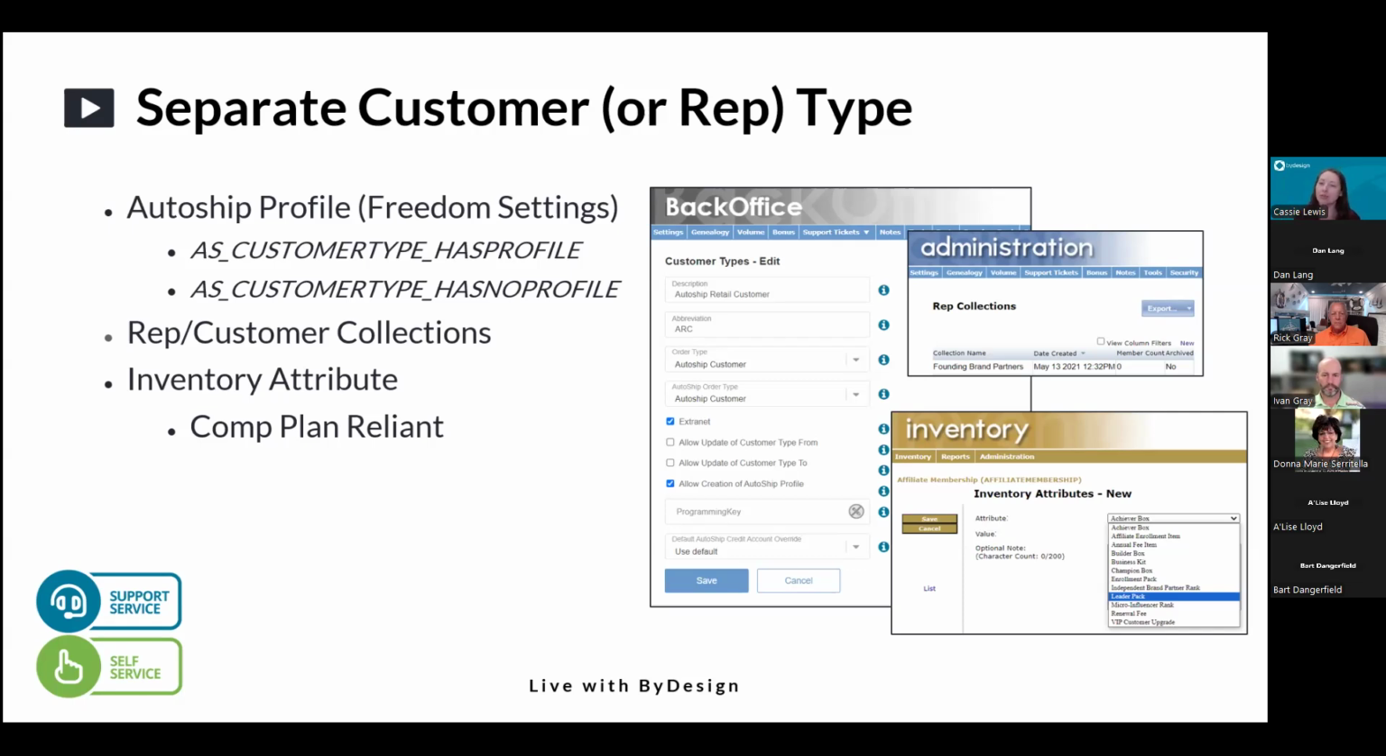If you're going to leverage an inventory item to set a customer status, you will need to update your comp plan to acknowledge and process those customer types based on the inventory. So that's why on this slide, instead of the typical self-service or support, it has both. Because in this example, if you're going to use the inventory attribute, you will need to work with our team to make sure your comp plan recognizes that. So that's where the support service is needed. Otherwise, the other options here are all self-service, meaning you can do them on your own.